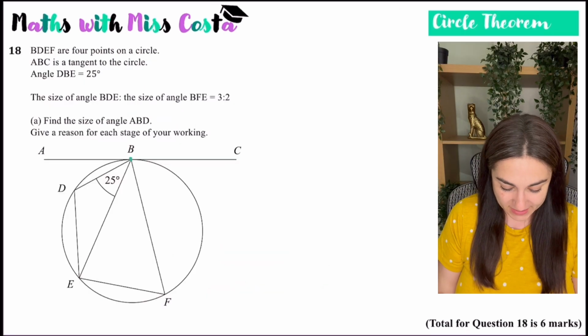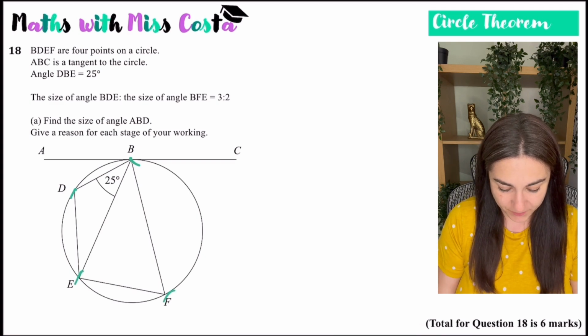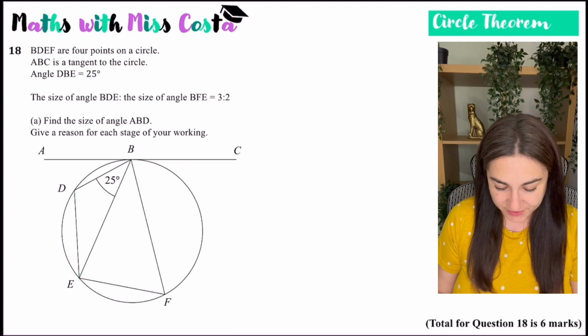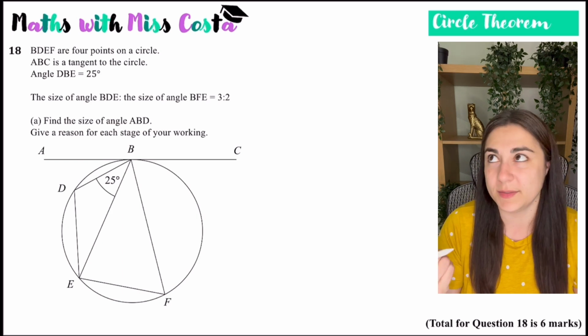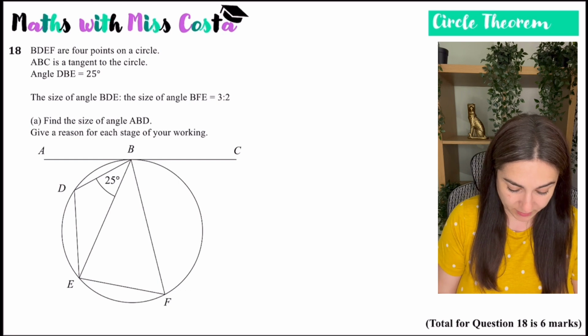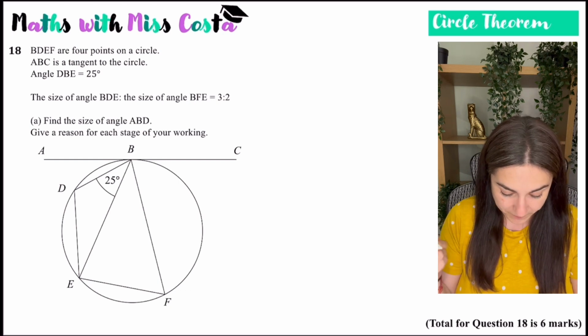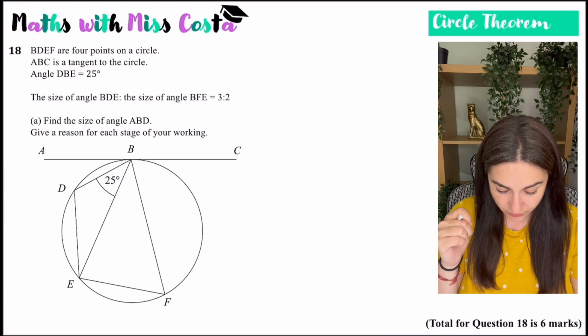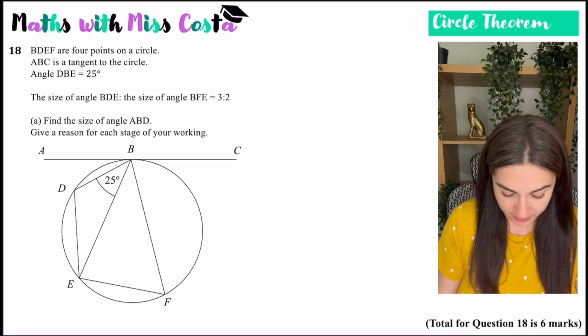Nice circle theorem. So I'm told that B, D, E and F are 4 points on a circle, and the ABC is a tangent to the circle. So automatically I should be either thinking tangent and a radius, which doesn't apply here because there is no radius, or tangent and a chord. What do I know about a tangent and a chord?